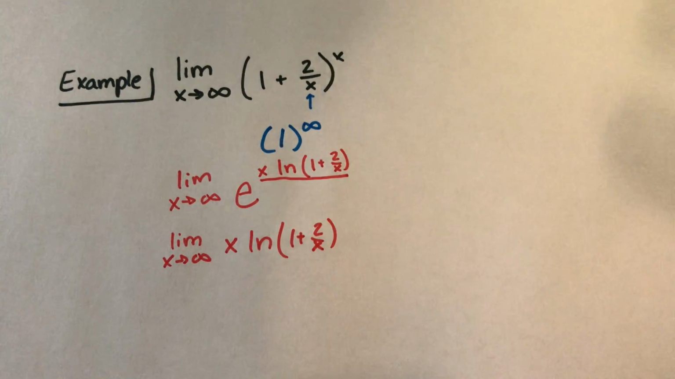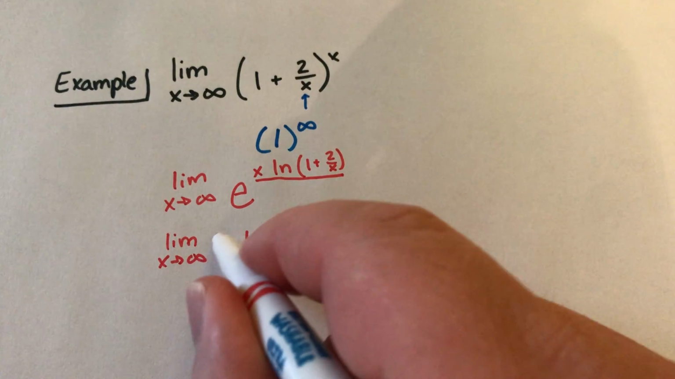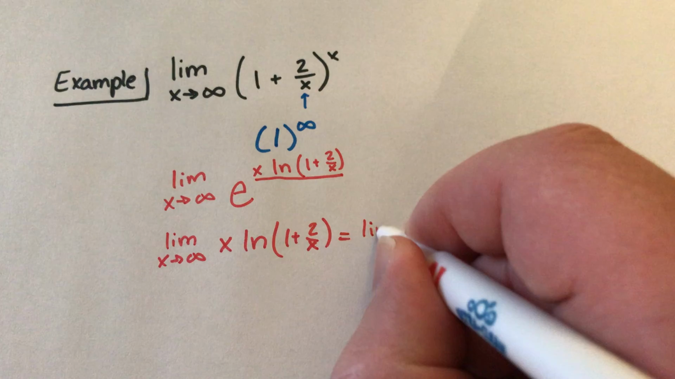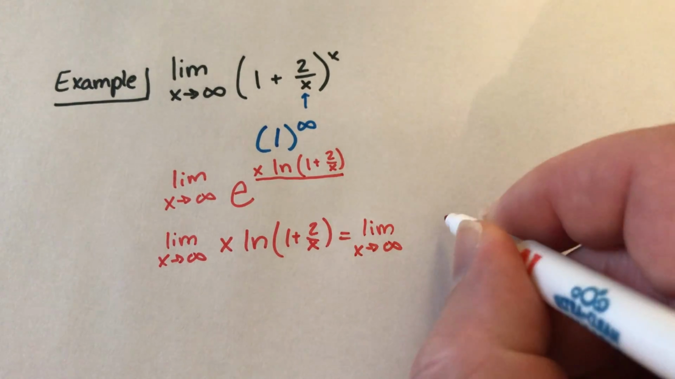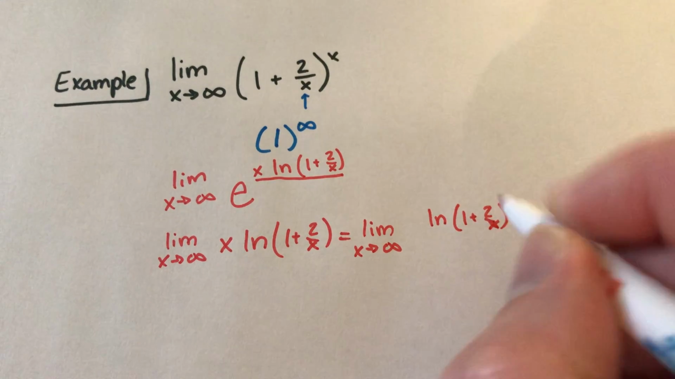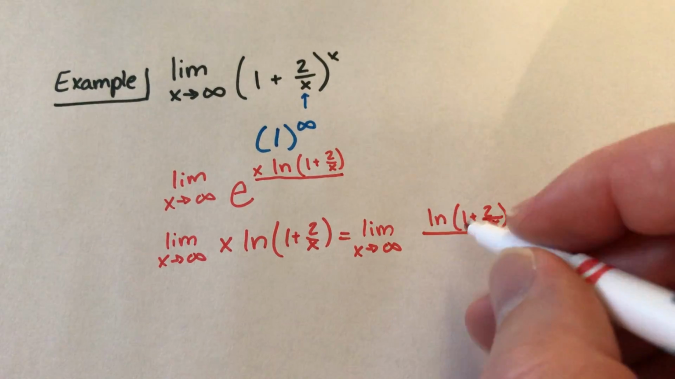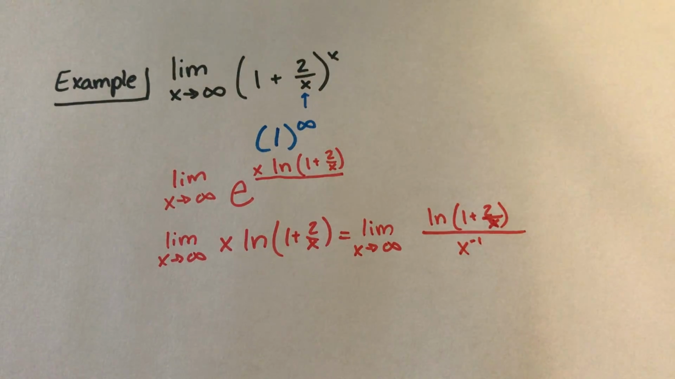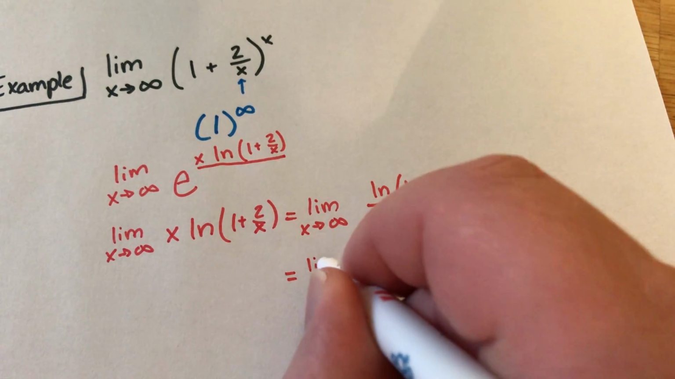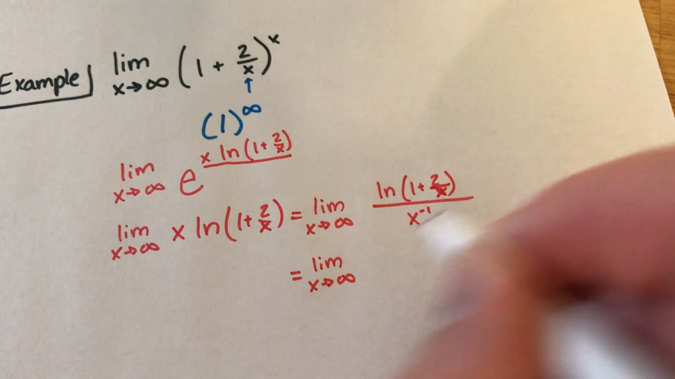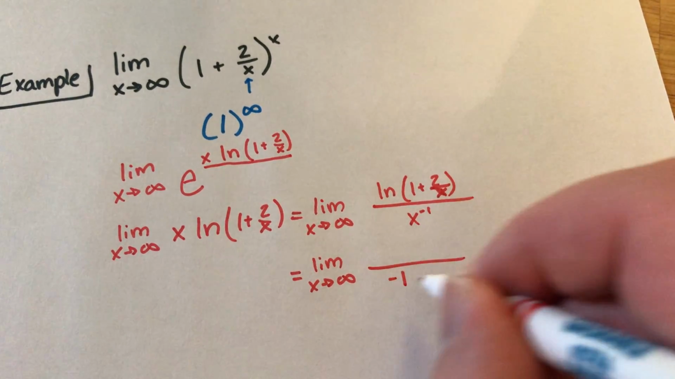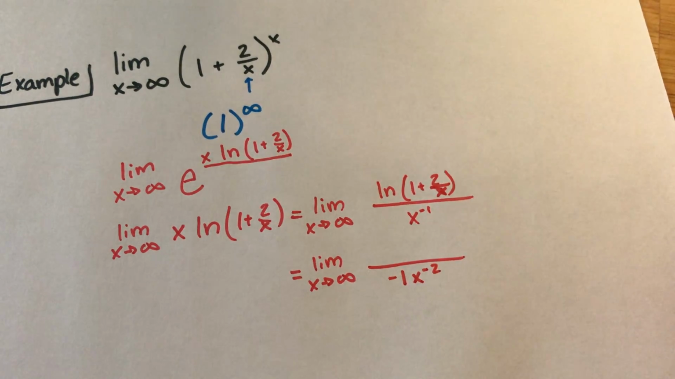And what we will do is we will write this as a fraction. I'm going to move this x to the denominator, making it x to the negative first. So we'll have the natural log of 1 plus 2 over x divided by x to the negative 1. So we're going to try taking derivatives using L'Hopital's rule. Keep that limit as x approaches positive infinity. So I'm going to focus on the bottom first using the power rule. So the negative 1 is going to come out front, and it's going to be x to the negative 2.